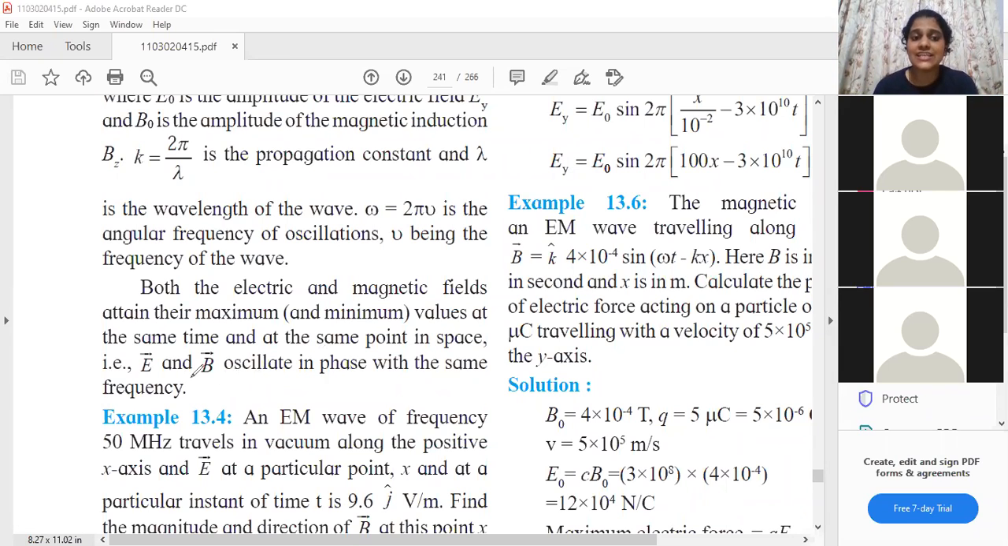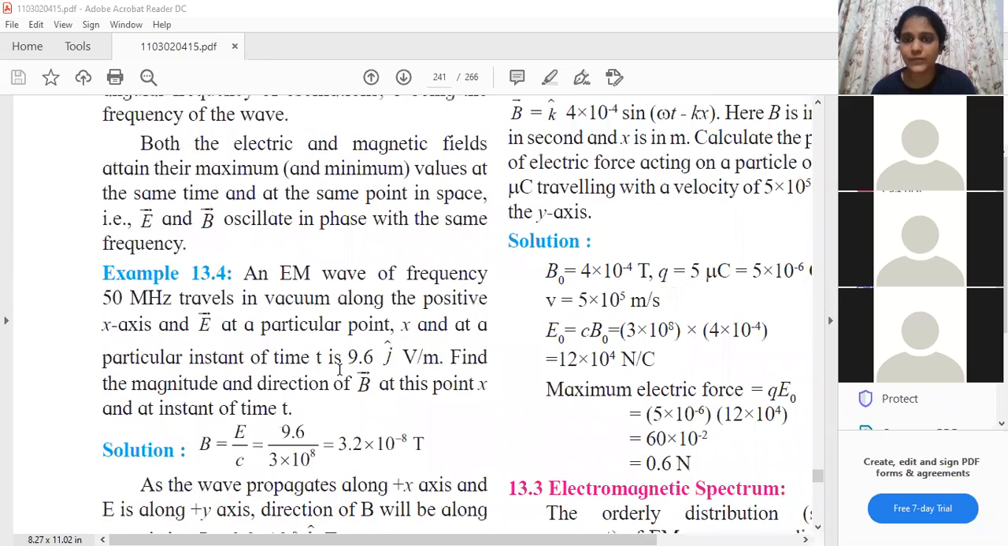Okay, fine. That is, the E vector and B vector oscillate in phase and with the same frequency. So you can mark this last point. They oscillate with the same frequency and same phase. Okay, fine. So this is one theory topic that you all have to remember.